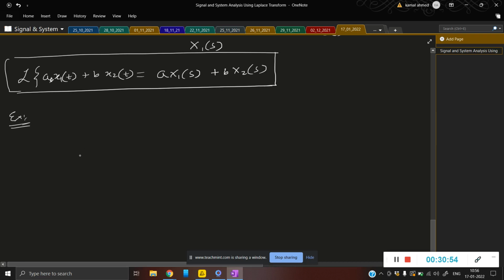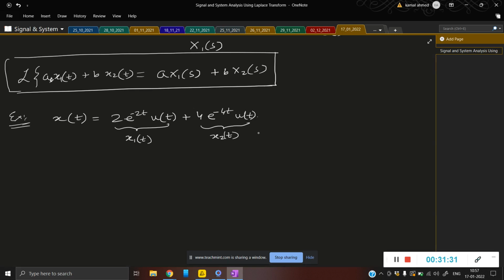So let x(t) equal 2 e to the power minus 2t u(t) plus 4 e to the power minus 4t u(t). These are the signals. Now I have divided the signal into two parts, that is x1(t) and x2(t). Now find the Laplace transform of the signal. It simply says that you have to find the Laplace transform of the signal.